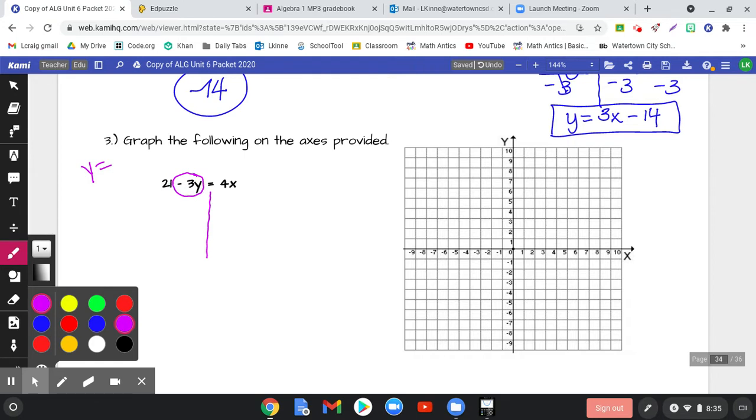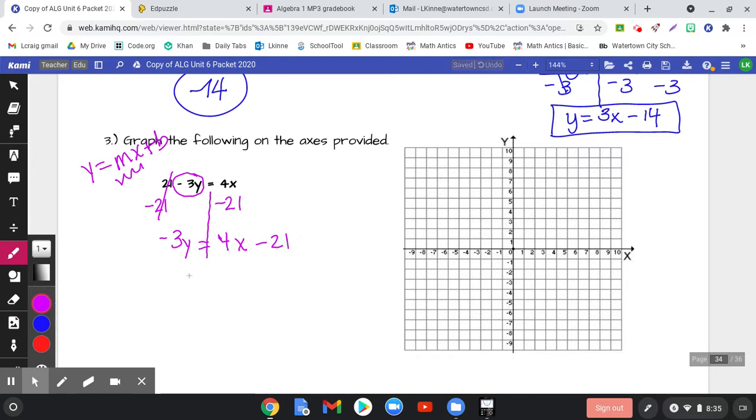Now you can see that 21 is just kind of hanging out. It's positive, so I'm going to subtract it. So I'm left with negative 3y equals, and again, you want it to be y equals mx plus b. So put the term with the x first. So the positive 4x will go first, and then the negative 21. Y isn't quite alone. Sometimes that's the only thing you need to do, but in this case, I have that negative 3, so I'm going to divide everything by negative 3.